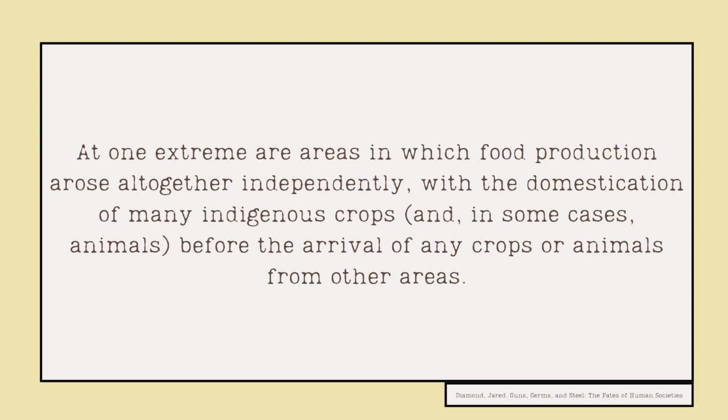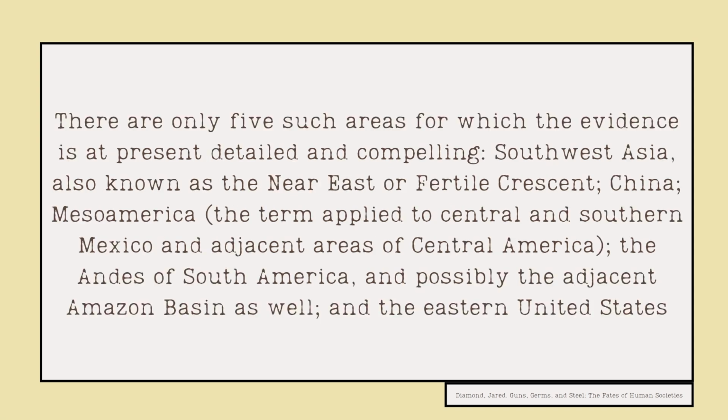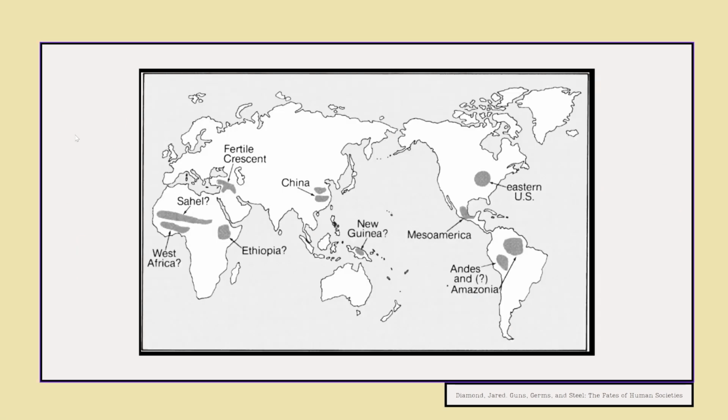At one extreme, areas in which food production arose altogether independently, with domestication of many indigenous crops and, in some cases, animals, before the arrival of any crops or animals from other areas. There are only 5 such areas for which the evidence is at present detailed and compelling: Southwest Asia, also known as the Near East or Fertile Crescent; China; Mesoamerica, the term applied to central and southern Mexico and adjacent areas of Central America; the Andes of South America, and possibly the adjacent Amazon basin as well; and the eastern United States. Here's a map detailing each of these areas.